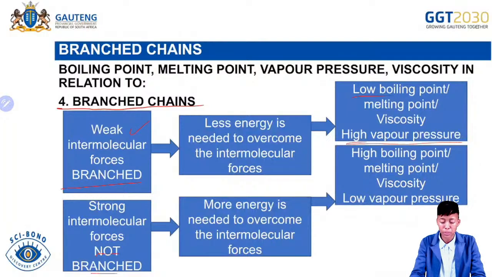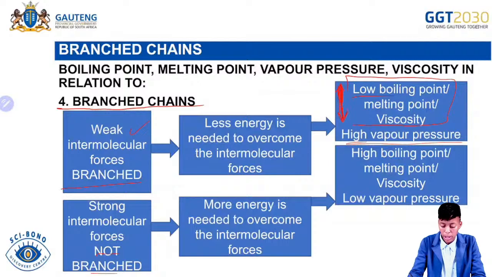If you also want to make this easy for yourself, you can draw arrows as well, to say that for everything that is at the top here, you have a low vapor pressure.